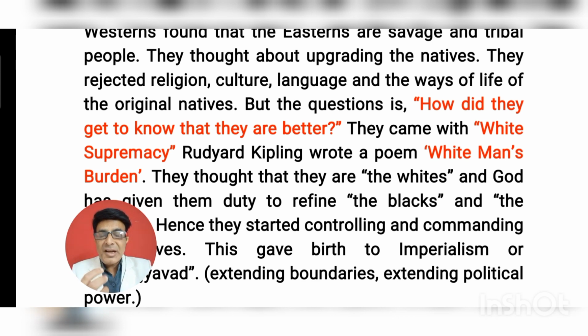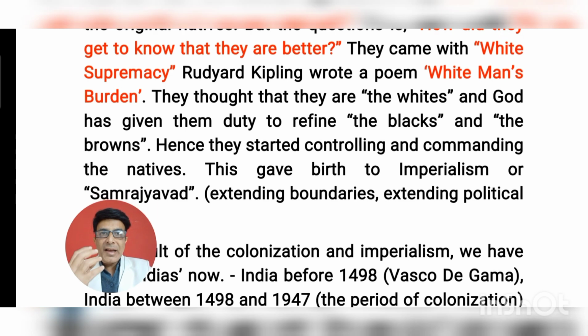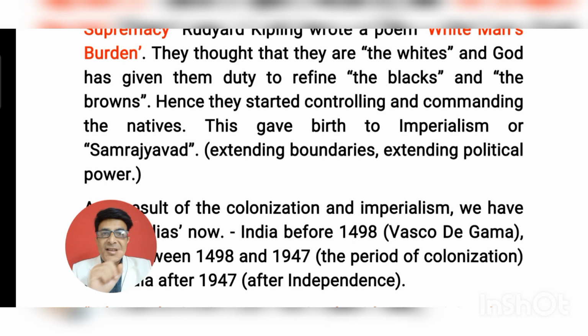And Rudyard Kipling wrote a poem. The title of this poem is The White Man's Burden. So they had this white man's burden. They believed that they are whites and God had given them the duty to refine the black people and the brown people. So they started controlling and commanding the native people of that land. And this actually, friends, gave birth to imperialism.